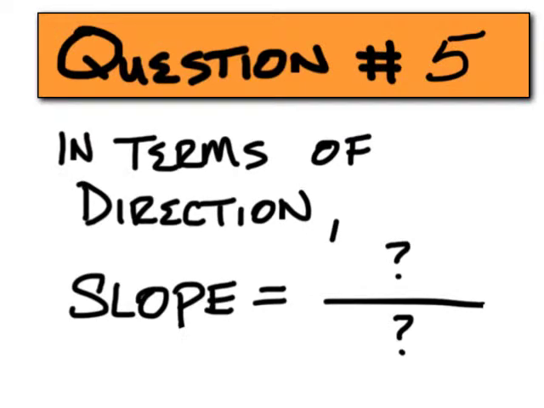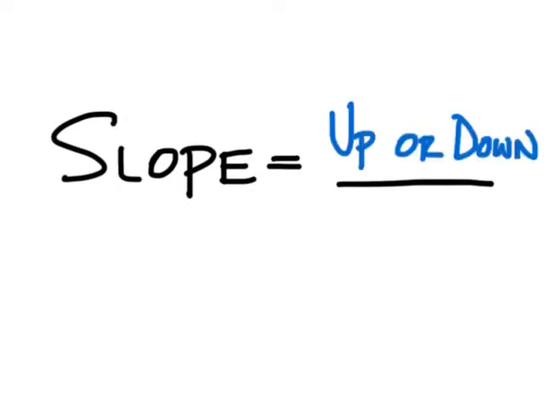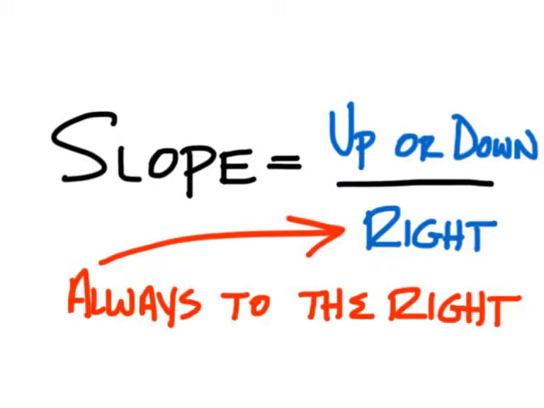Now in terms of direction, slope is also something else. Not rise over run, but in terms of direction, like up, down, left, right. Slope equals up or down, depending on if the top number is positive or negative, and on the bottom, walk by with this answer. You always go to the right on the bottom for slope.